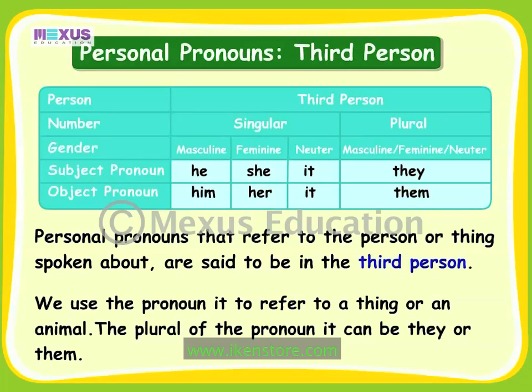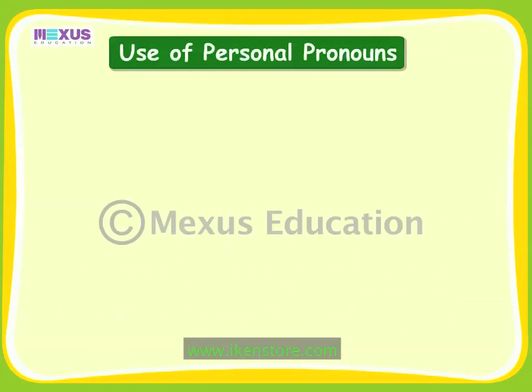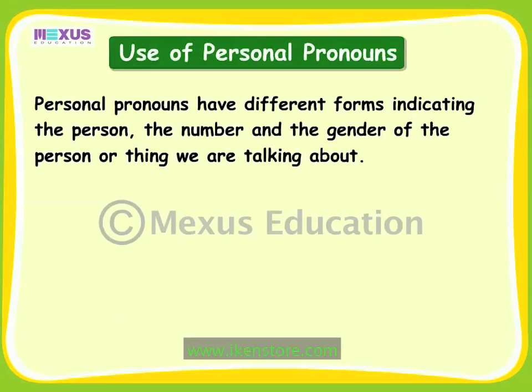We use the pronoun it to refer to a thing or an animal. The plural of the pronoun it can be they or them. We have just seen the different forms of personal pronouns indicating the person, the number, and the gender of the person or thing we are talking about.